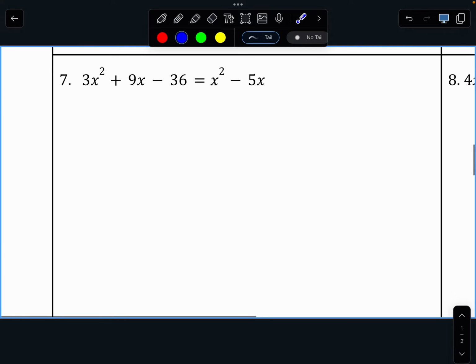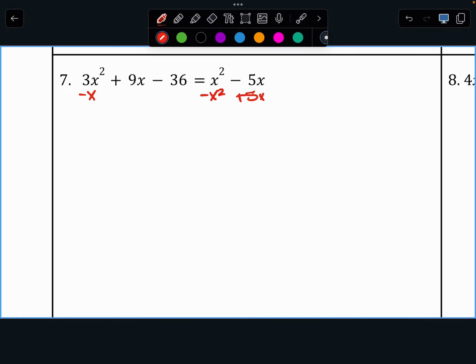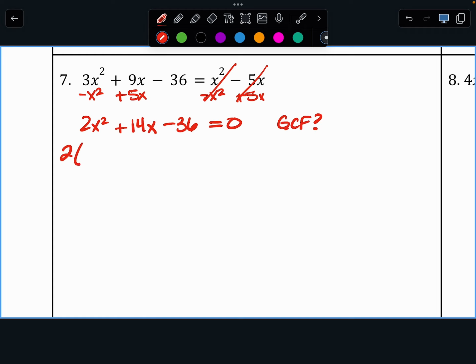All right, so first thing, I need it equal to 0. So I'm going to subtract x squared and add 5x to both sides. Minus x squared plus 5x. So I have 2x squared plus 14x minus 36 equals 0. So I need a GCF. Yep, I can divide this by 2. X squared plus 7x minus 18 equals 0.